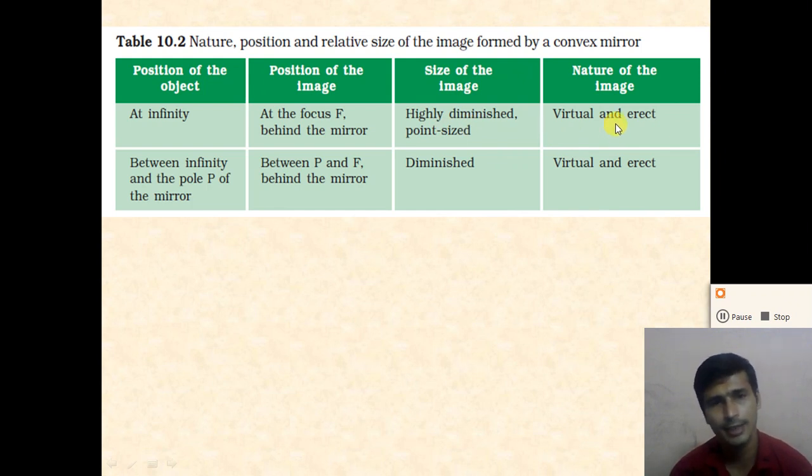and the nature of the image is virtual and erect. Now another case is at any distance between infinity and the pole of the mirror. So where will the image be formed? The image will be formed between the principal focus F and the pole P behind the mirror, right? So the image formed by the convex mirror is always behind the mirror, and so the nature of the image is virtual and erect, right? So you need to understand and must remember this ray diagram for a convex mirror.